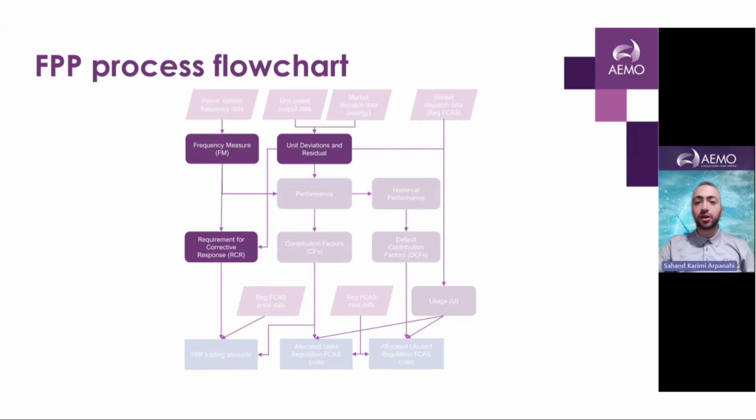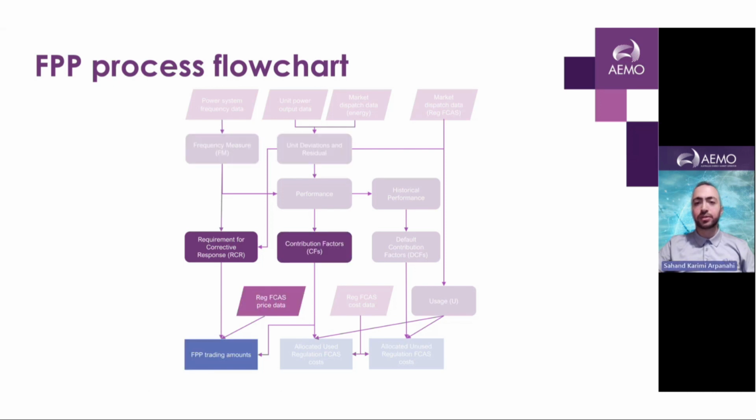Now we need to determine the monetary values for the unit's frequency performance, which are called FPP trading amounts. To do that, we first calculate a factor called requirement for corrective response, or RCR. This shows the capacity value of all helpful deviations in a trading interval and will be used to scale the FPP trading amounts.